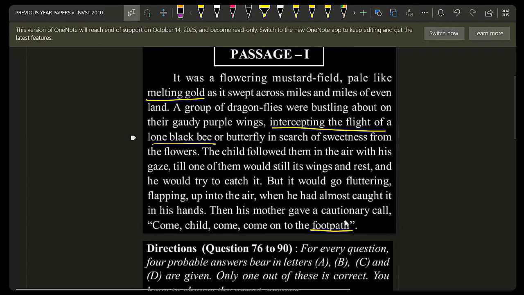Okay. So, doubts in this passage, you can raise a hand. We'll discuss. Jeevan. Sir, mustard field means? Mustard, it is a crop. Okay.